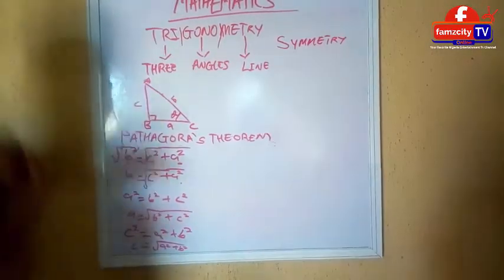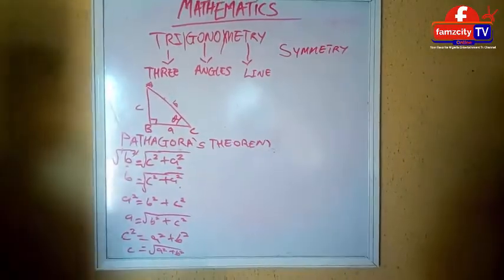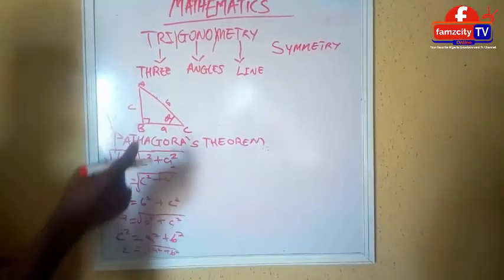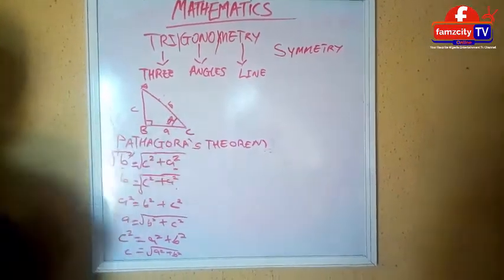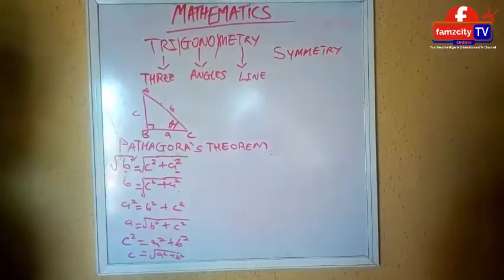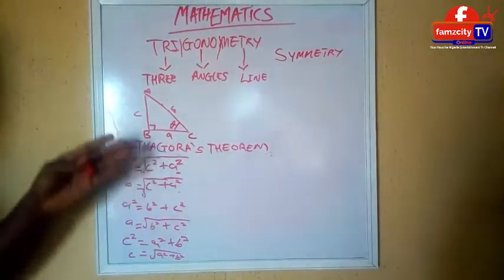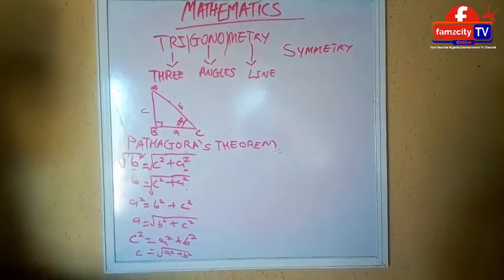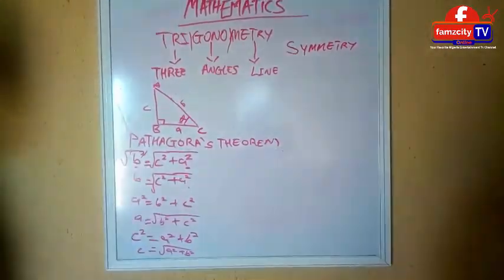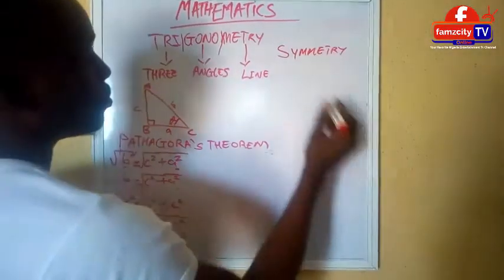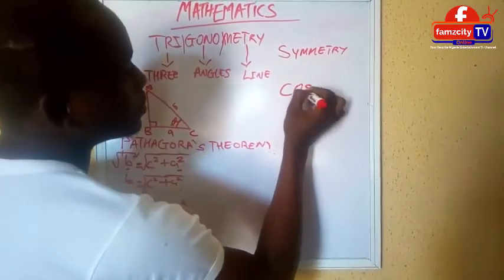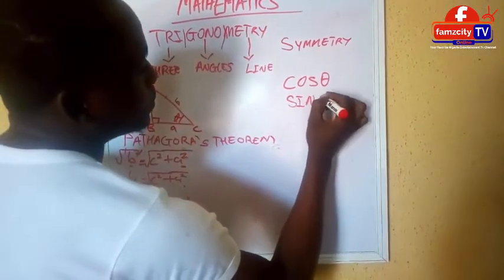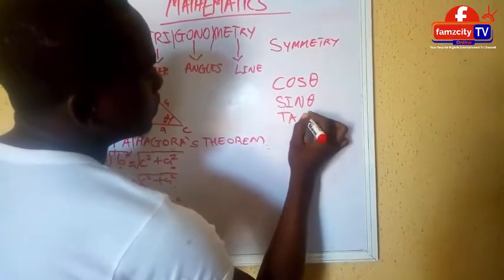So moving on now, we have the cos, the sine and the tan. When we are given an angle and a side, or better still two sides, and we are told to find the third side, or we are given two sides and we are not given the angle and we are told to find the angle, we just introduce what we call cos theta, sine theta, tan theta.